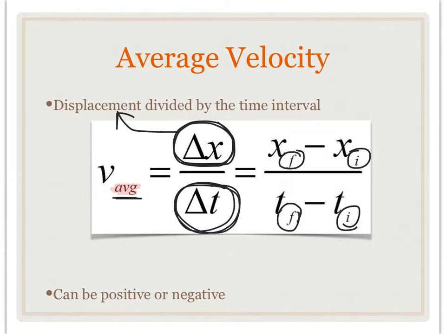And so that's why you're going to start seeing a lot of subscripts in all the equations we use. Velocity can be a positive value or it can be a negative value, so keep that in mind. Depending on whether the displacement was positive or negative is going to determine whether your velocity is also positive or negative.